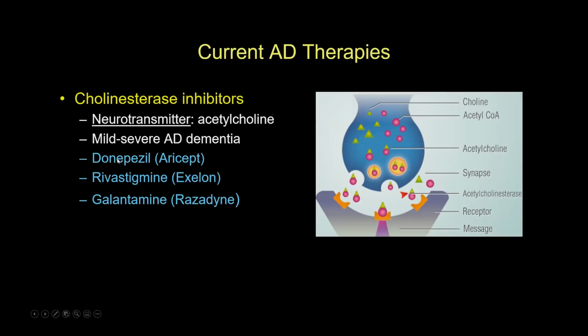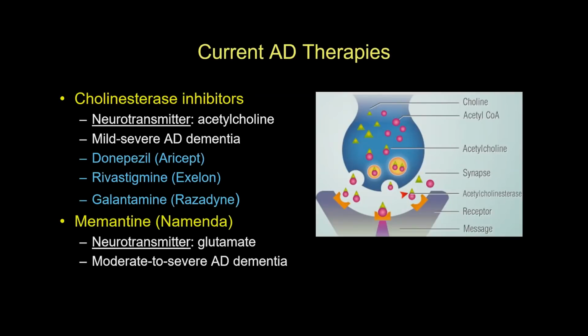There are 3 drugs that are used around the world. These are their generic names, donepezil or Aricept, and there are 2 others, rivastigmine, Exelon, and galantamine, Razadyne. These are the brand names. You see a lot of commercials, especially for Aricept. You might have heard of these drugs. These are our mainstay therapies. And then there is one other drug called memantine, which acts on a different neurotransmitter called glutamate. And this is used only to treat moderate to severe dementia. So it's not useful in mild dementia.